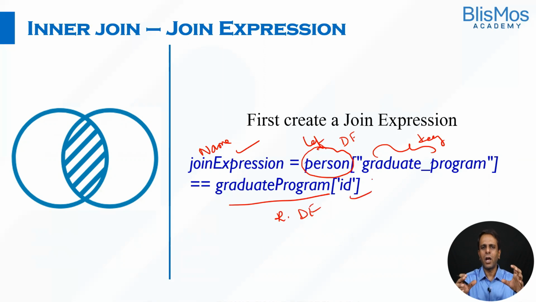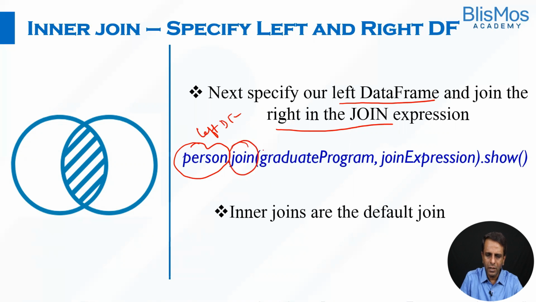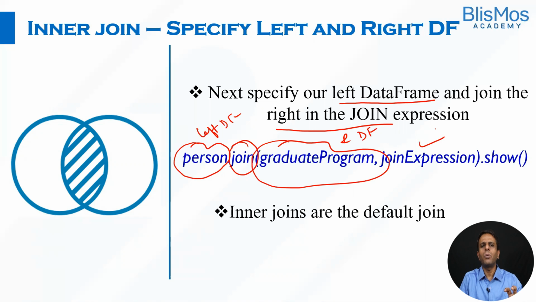After creating the join expression, we need to go ahead and specify the left data frame and join that with the right in the join expression. You can see I am providing here, this is the left data frame and I am using a join here and I am providing the right data frame and I am providing the join expression which I have created earlier. This is how you go about using the join.